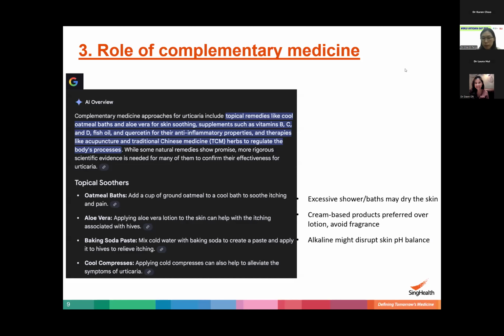What about baking soda paste? I would advise against it. If you overdo it, the alkaline can actually disrupt your skin pH balance, and that might cause problems, especially in a patient who has eczema or is at risk of eczema.